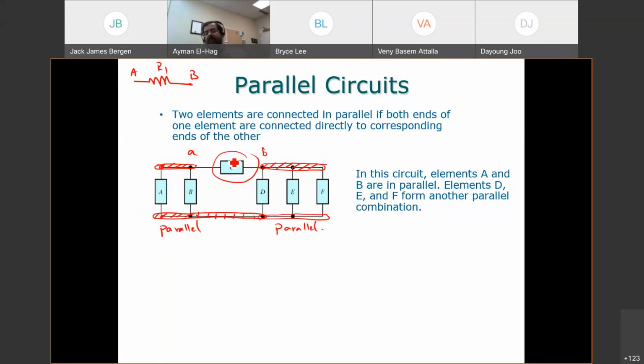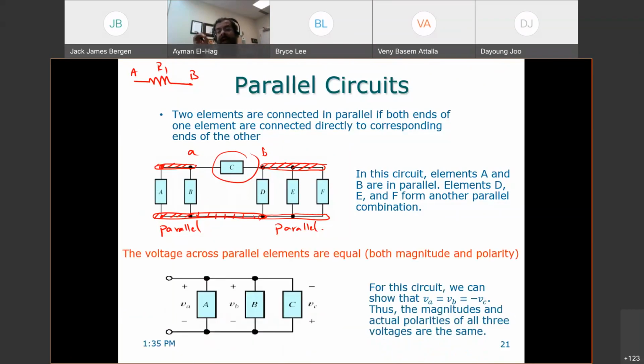Why are they not the same? Because this element is in between. So this point is different from this point. So it means that B and D are not in parallel. That's very, very important to understand and be able to deal with, so that you will not mix series and parallel. And in many cases, they are neither in series nor parallel. That's very important to understand.